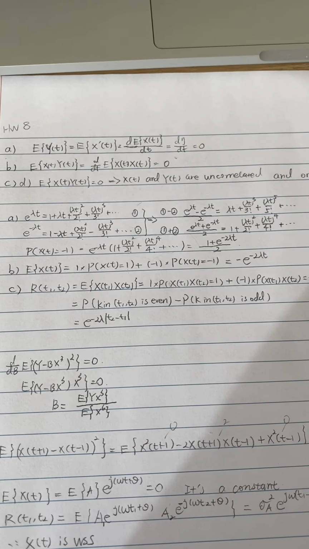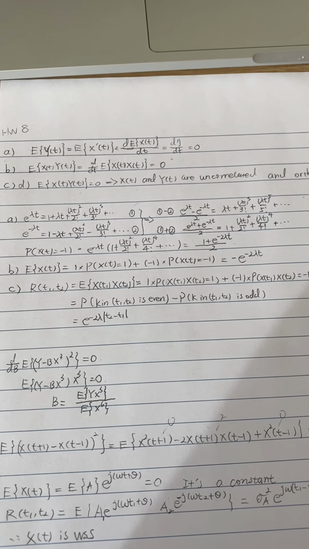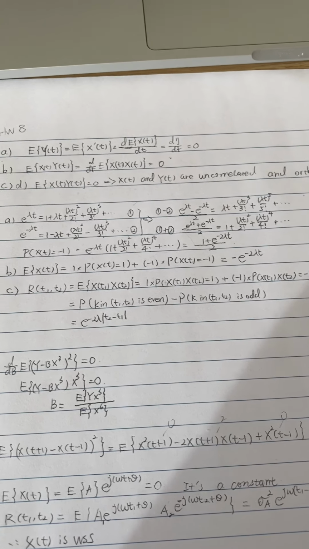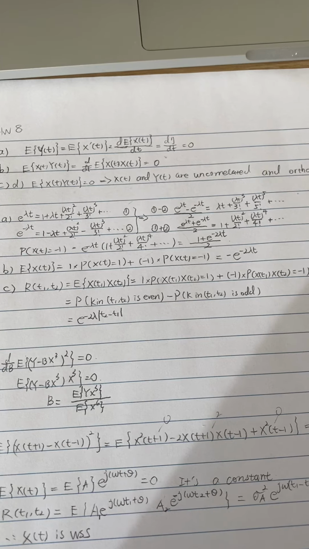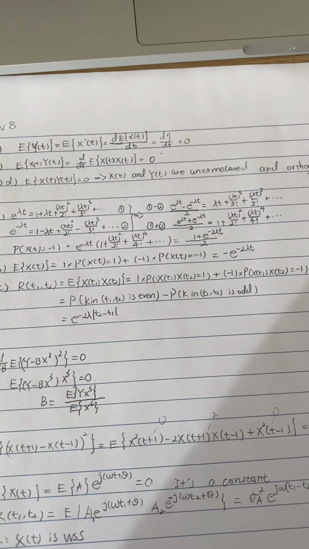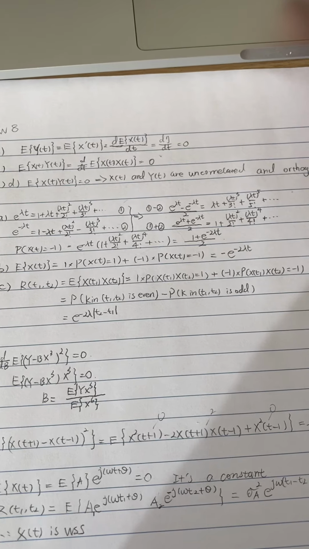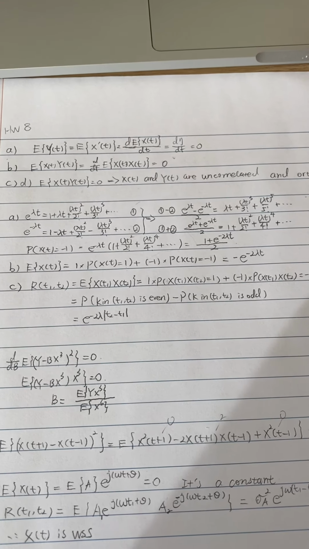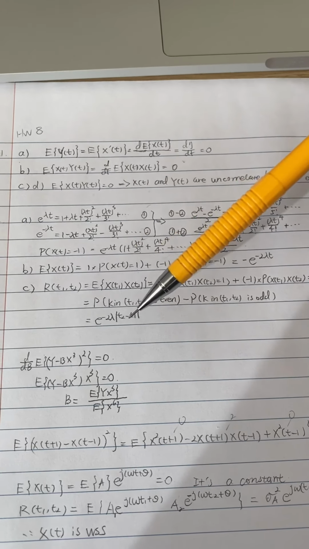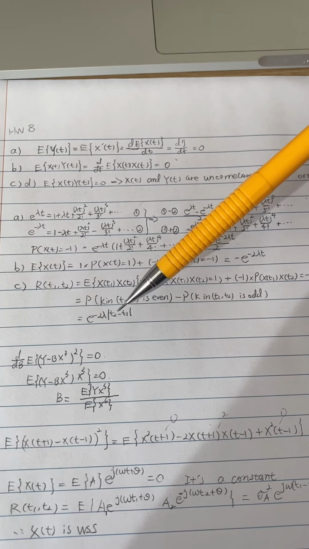So we can get the answer e to the minus 2 lambda (t2 minus t1), if we assume t2 is larger than t1. So the actual answer is e to the minus 2 times lambda times the absolute value of t1 minus t2. So it is, of course, WSS, since the value of R is decided by the difference between T2 and T1.